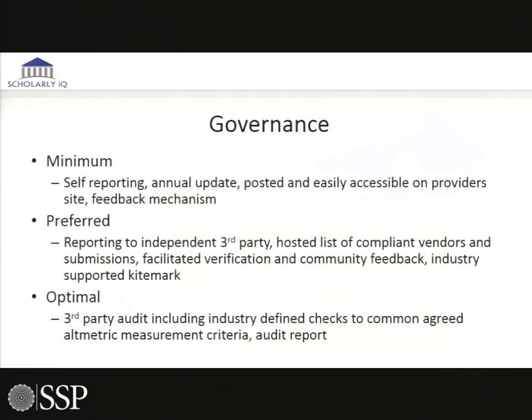So then for the governance side, where are we? At the very minimal level, what we'd like to see would be self-reporting, an annual update, so a commitment to refresh it each year, make it easily accessible, and have a feedback mechanism back to the altmetric provider to say, here we are, this is my question about it. A preferred way, where we might get to after some adoption, might be to have something like a third-party place where this information could be posted.